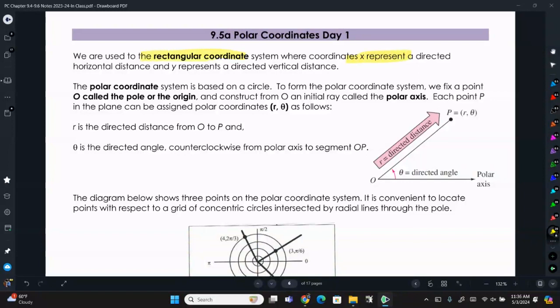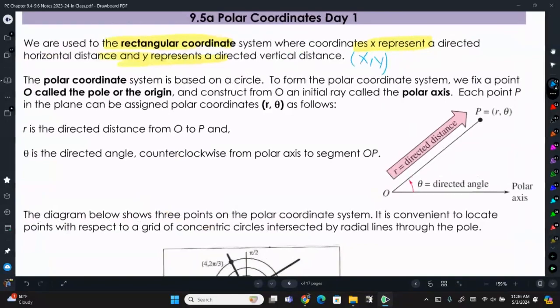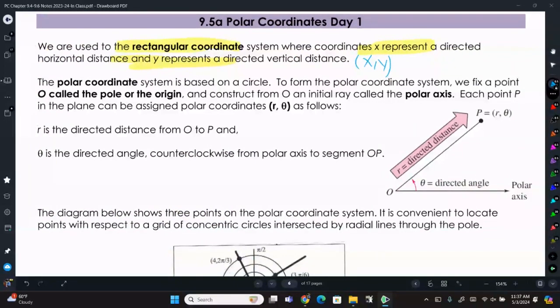we have our x and y values that represent the distance from the origin horizontally and vertically, like x comma y. Now the polar coordinate system is based on a circle, and instead of the origin, we have what is called the pole, or O. So that is where the origin is now. That's where everything comes from.